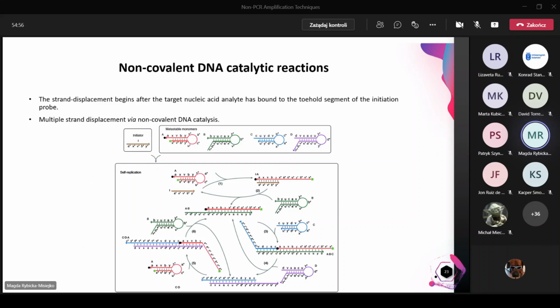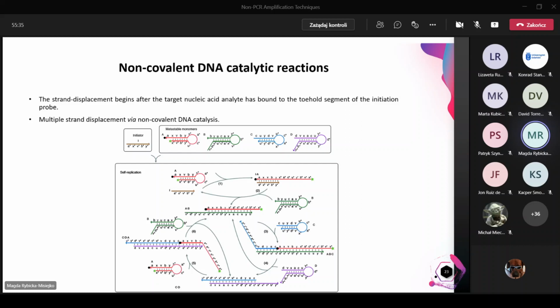Non-covalent DNA catalytic reaction uses an input signal to catalyze the release of an oligonucleotide that can be used to catalyze the next reaction. These methods have also been used to detect nucleic acids. In most cases, the strand displacement begins after the target nucleic acid analyte has bound to the toehold segment of the initiation probe.